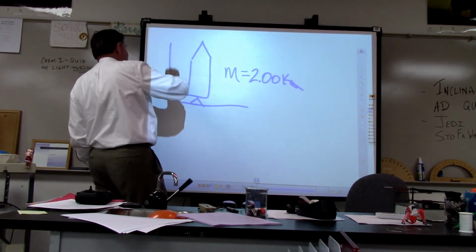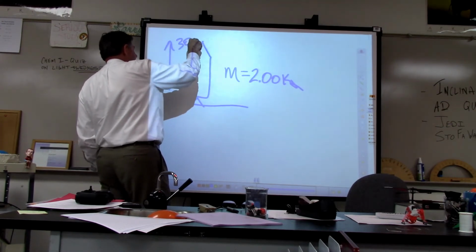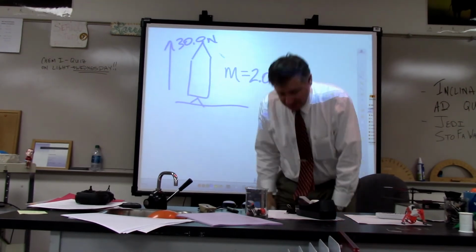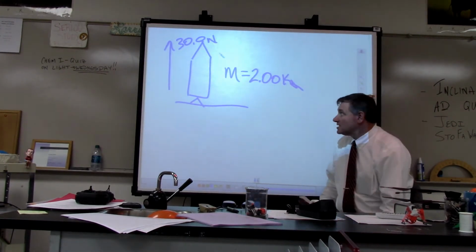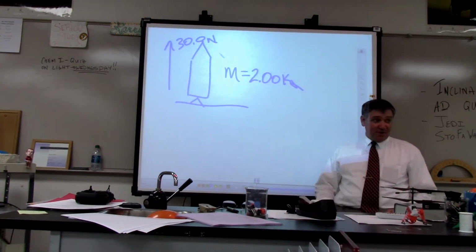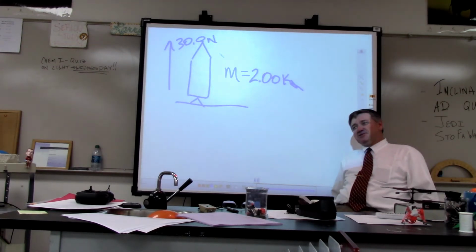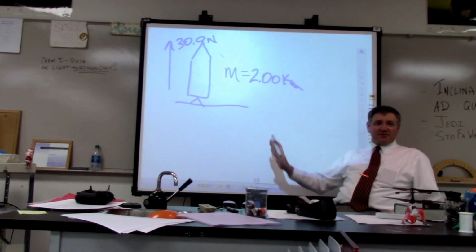And I've got an upward force of 30 newtons. Okay? And I want to find the acceleration of the rocket. So here's what you're going to do wrong. And don't do this.